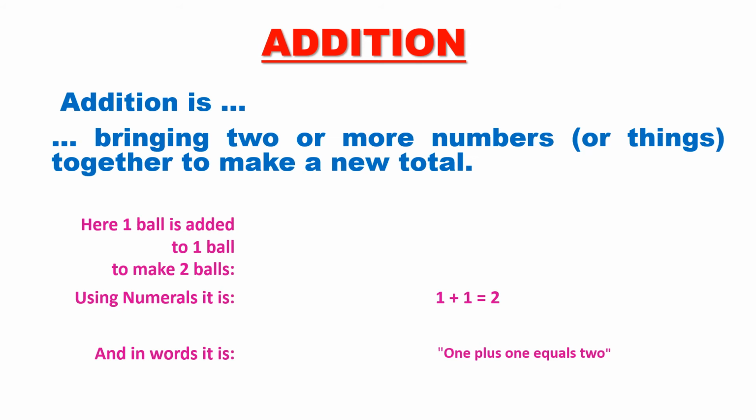Okay, now let's begin with the actual topic that we are going to study. First is addition. What is addition? In simple words, we can say it is bringing two or more numbers or things together to make a new total. See here, we have two balls. One ball is added to another ball, and then we get two balls. When we write this in numerals, we write 1 plus 1 is 2. And in words, it is written as 1 plus 1 equals 2.